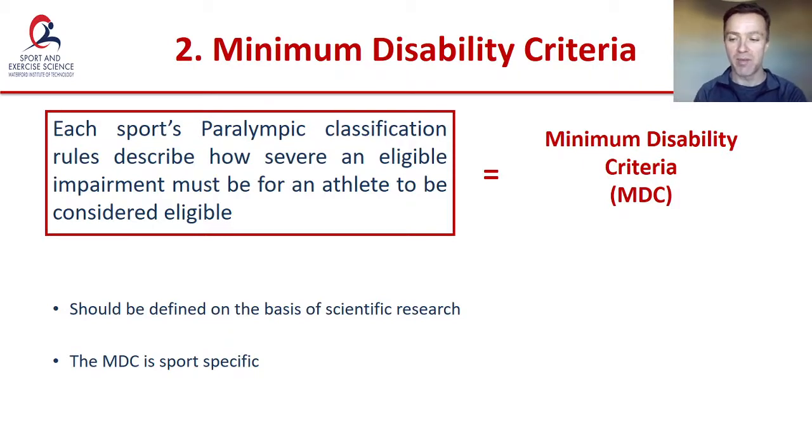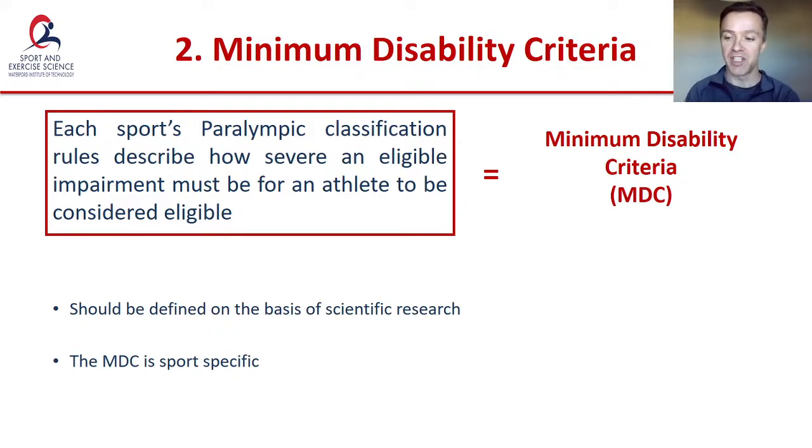These are called the minimum impairment criteria. These ensure that the athlete's eligible impairment affects them to the extent to which the athlete is able to execute specific tasks and activities fundamental to the sport. That sounds like a very complicated way of describing things, but examples of this minimum impairment criteria include a maximum height allowed for athletes whose impairment is short stature. So there's a height limitation for those athletes.